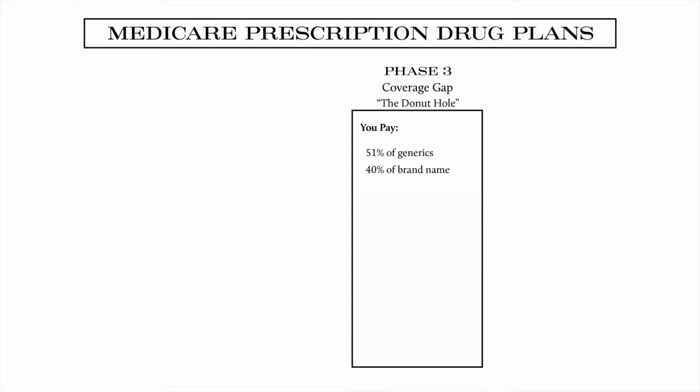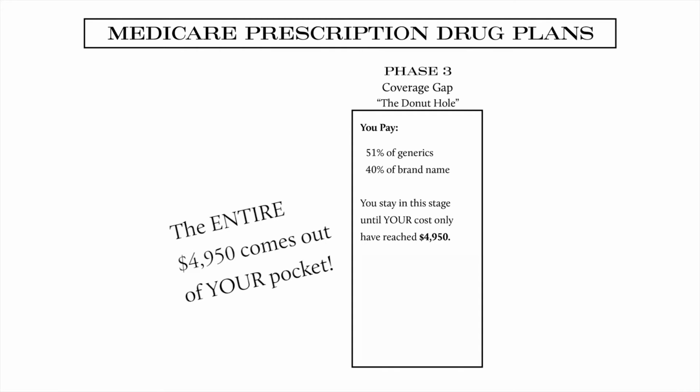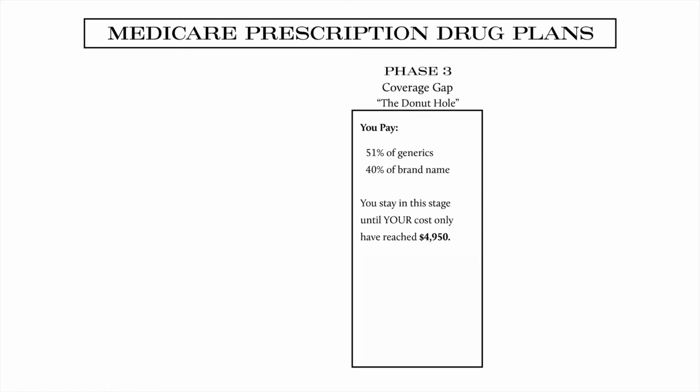Now, I'm not trying to be a Debbie Downer here, but here's the not so fun part. In order to get out of the coverage gap, you need to spend a total of $4,950 towards your medications for the year. The entire $4,950 is only counting the money out of your pocket and not what the plan spends as well. So this time, you don't get to count the real cost of the drug. You only get to count your portion of the cost. So once you get in the coverage gap, it is very difficult to get out of. And doing so will just about put you in the poorhouse.